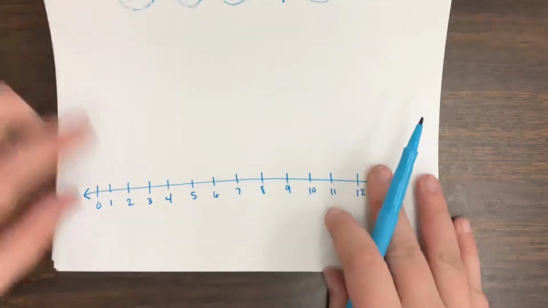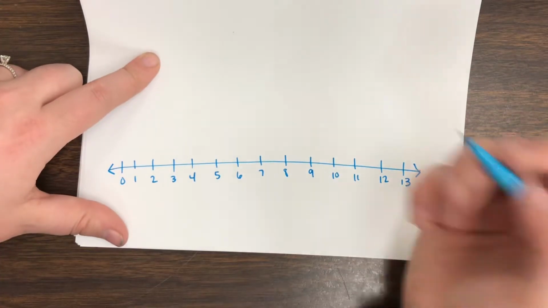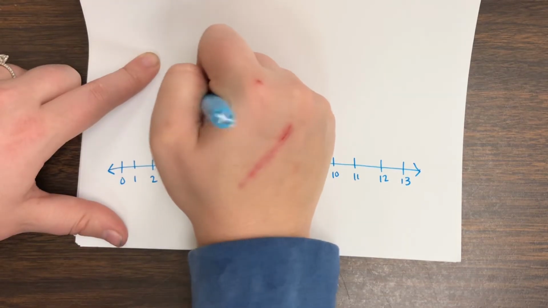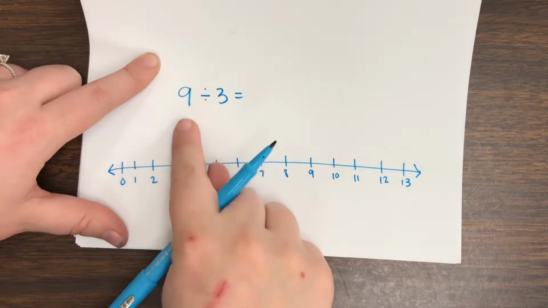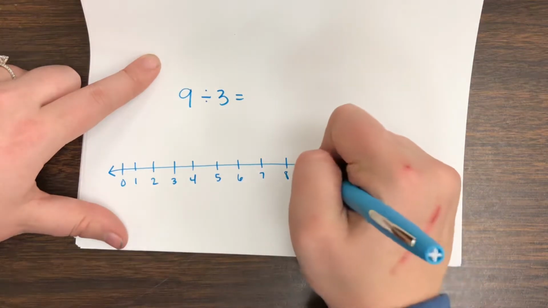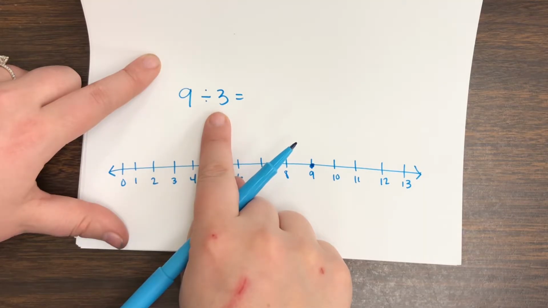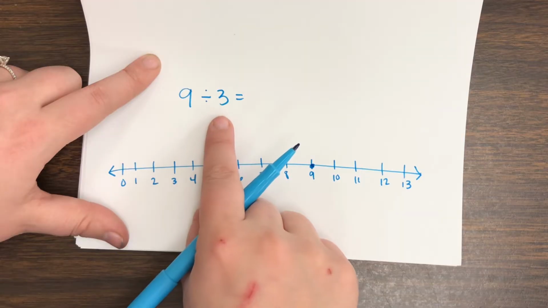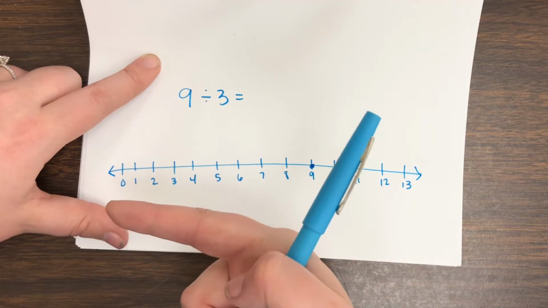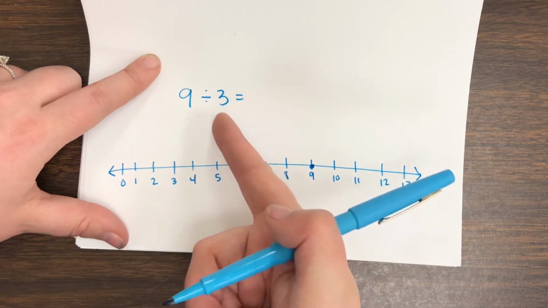So let's come down here and try another problem, okay? This one, let's do 9 divided by 3. So we're gonna start with our big number, which is 9. We're gonna find 9 on the number line, and we're gonna start here, and we're gonna hop backwards by 3s. If you were doing repeated subtraction, you would do 9 minus 3 until you got to 0. Here, we're hopping backwards by 3 until we get to 0, okay? The hops are going to have 3 in them.